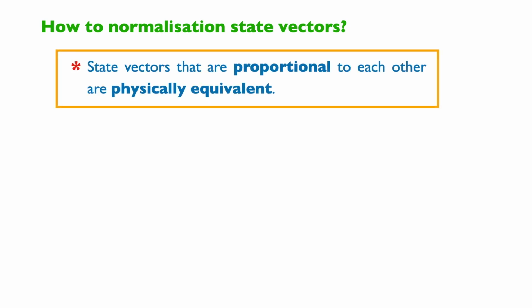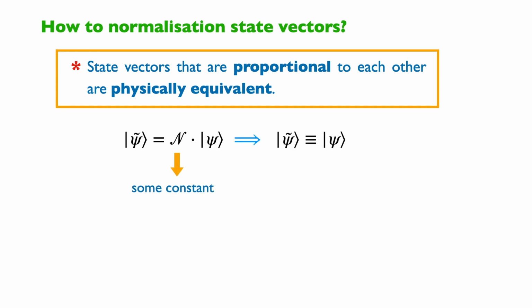But how do we normalize state vectors? Here we make an important claim. State vectors that are proportional to each other are physically equivalent. That is to say, if psi tilde is equal to some constant times psi, this implies that they are physically equivalent.